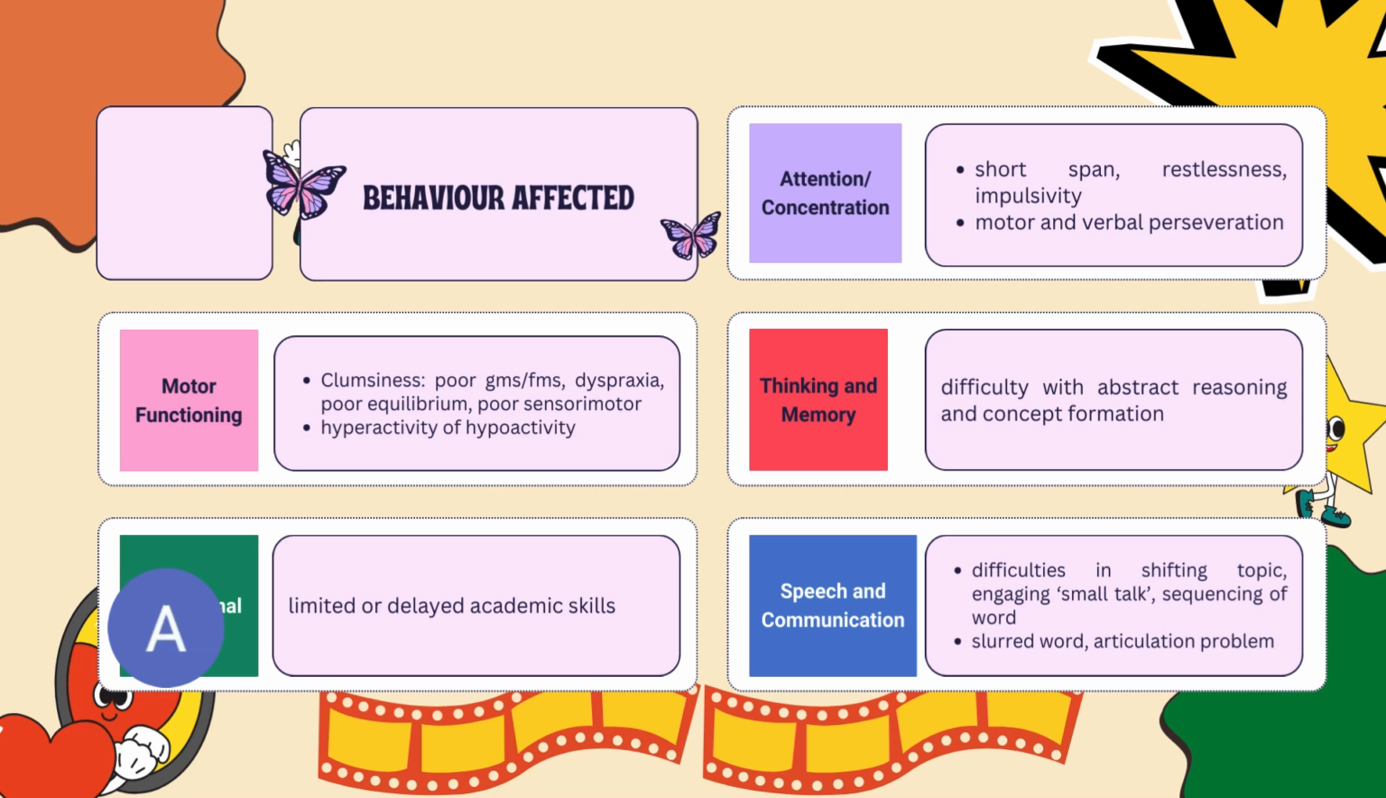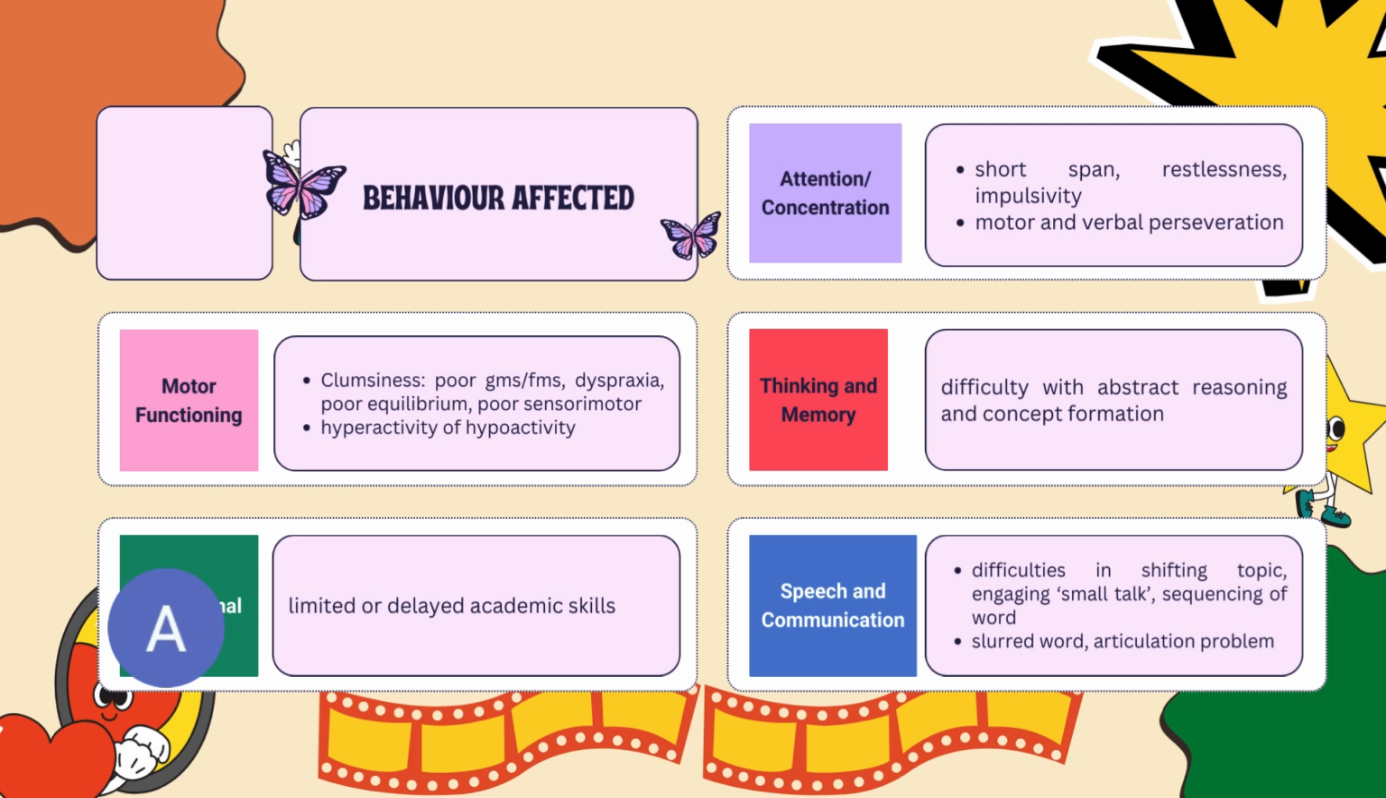Next is they would have poor attention and concentration. They would show a very short span of attention, similar to those with ADHD. They would show restlessness, impulsivity, and motor and verbal perseveration, meaning they would do the same thing, say the same thing that they know only, and they wouldn't go beyond that. Next is thinking and memory. The behaviors affected in thinking and memory are difficulty with abstract reasoning and concept formation, leading to poor development of memory because they couldn't even understand the concept in the first place.